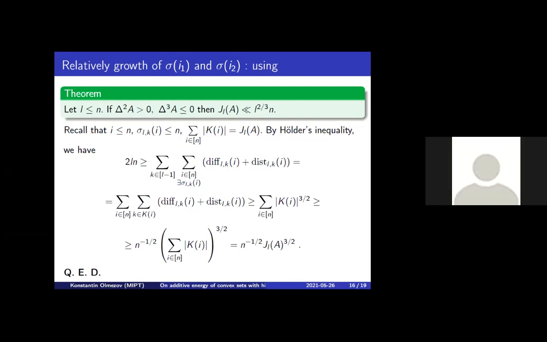Hi, Konstantin. Thanks for the talk. I was wondering, can you get any non-trivial results if the second differences are less than 0 rather than greater than 0? So delta squared A is less than 0 rather than greater than 0.